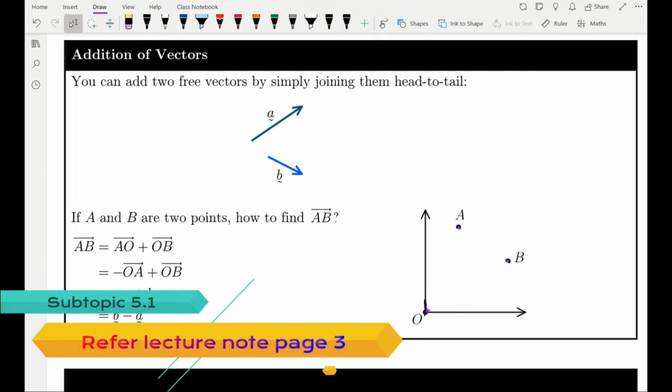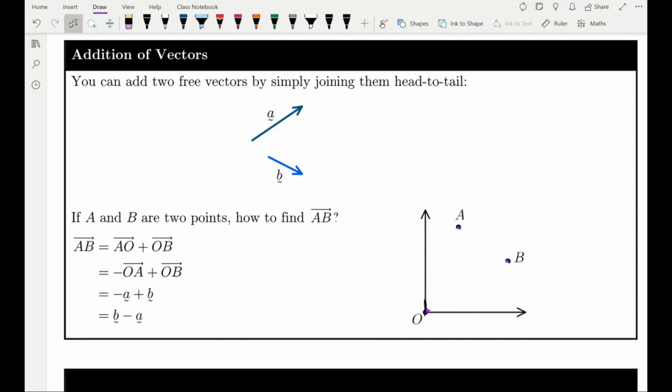So how to calculate the addition of the vector? By using graph. Let's say we have two free vectors. Free vector means not starting from 0. Two free vectors, by simply joining them head to tail. So let's say we have vector A plus vector B.